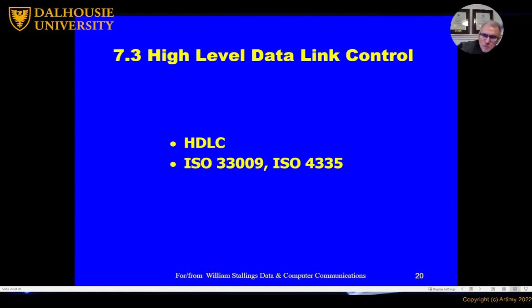Okay, so our next topic is a protocol called High Level Data Link Control Protocol, or HDLC protocol.